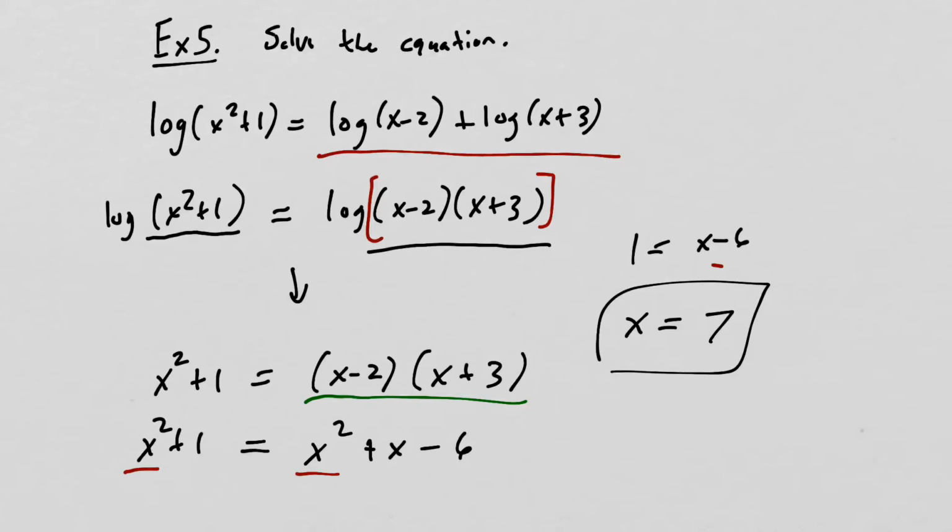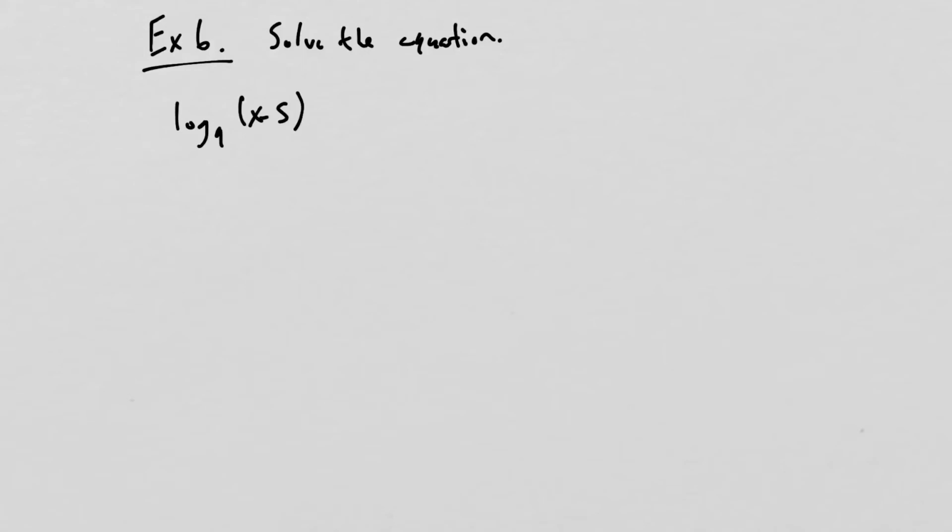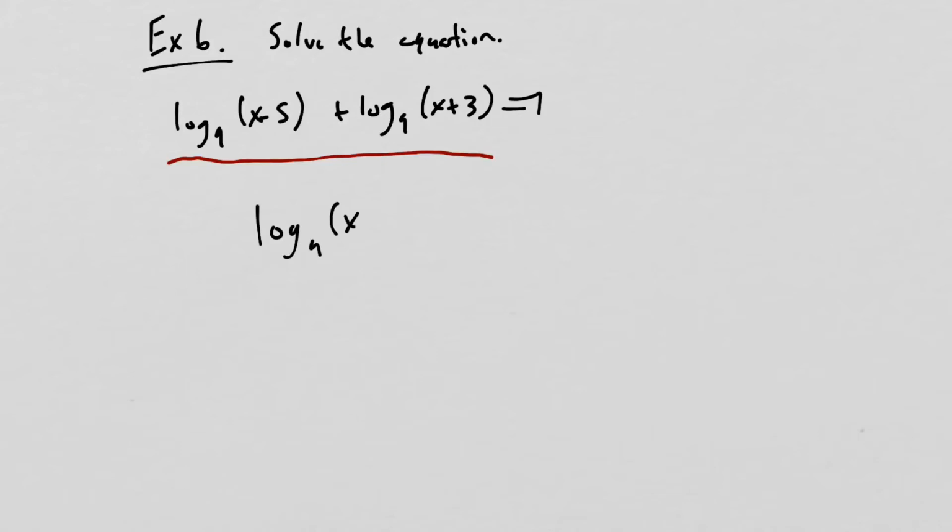All right, let's look at another type of logarithmic equation. Example 6. Solve the equation. This is going to be the log base 9 of x minus 5 plus the log base 9 of x plus 3 is equal to 1. This time we can't use the fact that logarithms are one-to-one. So instead, let's combine the sum of these two logarithms into one logarithm. The left-hand side simplifies to be the log base 9 of x minus 5 times x plus 3 is equal to 1.